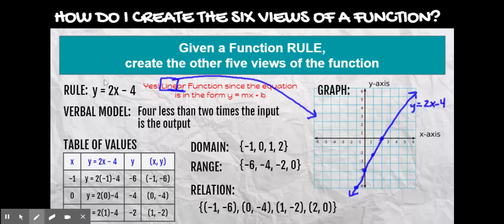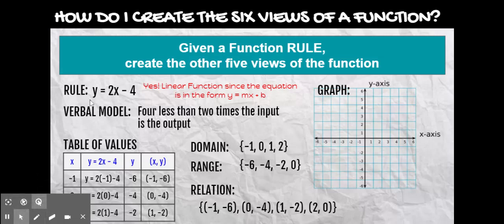That's it, guys. There's all 6 views of your function: your rule, your verbal model, your table of values, your domain and range relation, and your graph. So those are the ones that you're going to be working on today. Let's try another one. And you're going to do more of this than me.